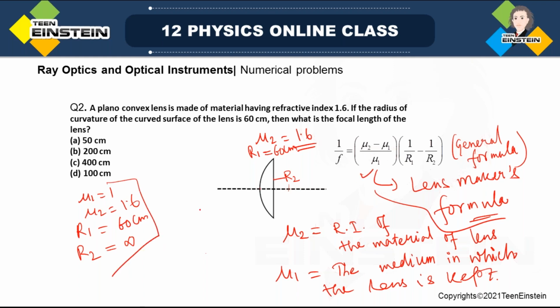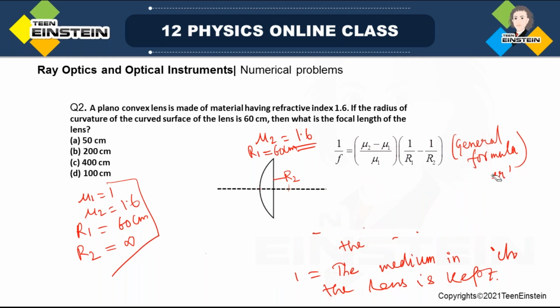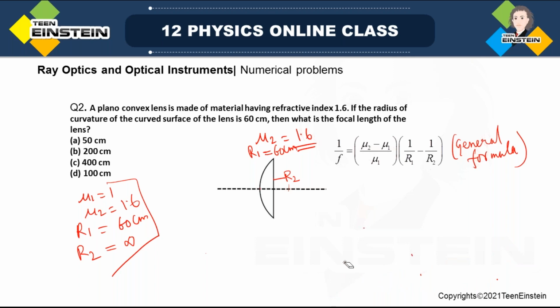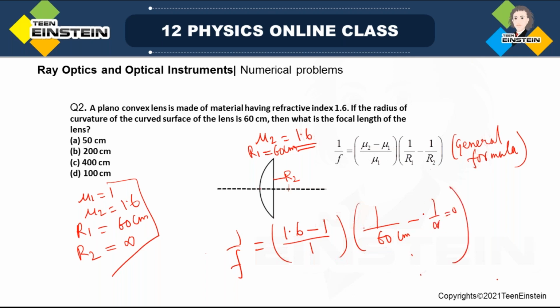Okay. Now you write down this formula for your problem. I'll just remove this part. So we have to write the lens maker's formula for the given problem. We have got the information, now we'll write that formula. Look here, 1 by f is equal to mu2 is 1.6, mu1 is 1, divided by 1. Then 1 by R1 is 1 by 60 centimeter. And what is 1 by R2? 1 by infinity. This will give you 0. 1 by infinity means 0.